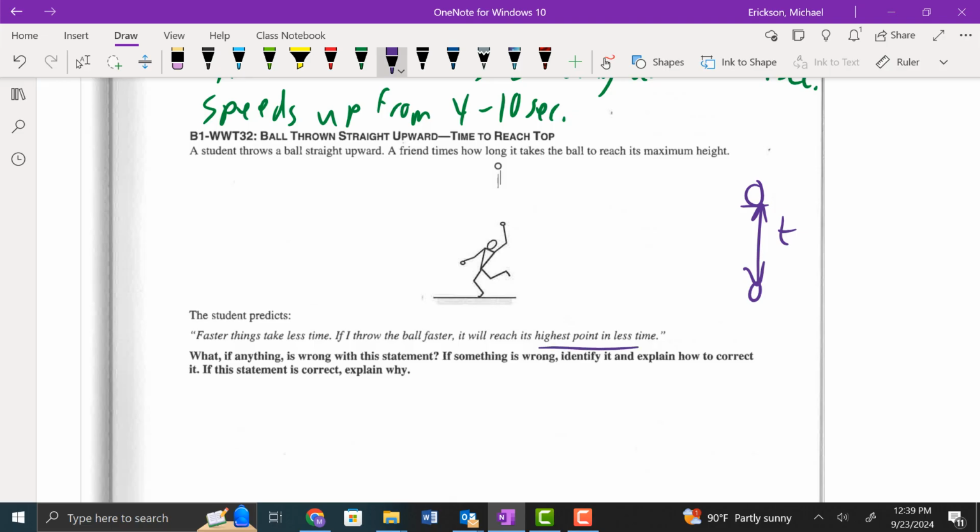Now, this is hard for me to explain, but I'll try to make it more straightforward. They're kind of tricking you with this statement. Highest point? Well, the highest point changes depending on how fast you throw it. If you throw something harder, you go higher. And if you go higher, it'll take more time no matter what to reach that. So the higher you throw it, the more time it'll take. So it's the opposite. It takes more time.